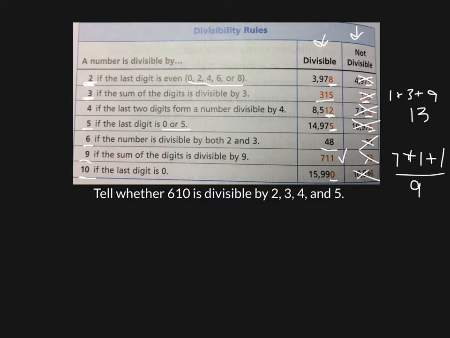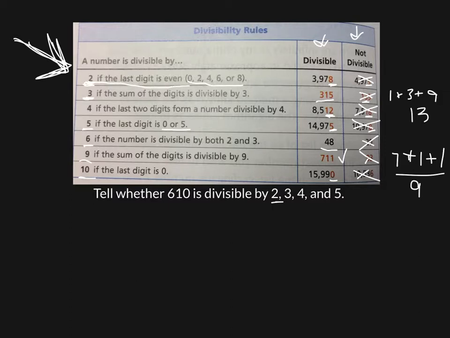Okay, so anyways, let's follow these rules to see if 610 is divisible by 2, 3, 4, and 5. So again, I have this chart for you printed out, so I'll hand that to you. We'll tape it into our notebooks tomorrow. Okay, so let's start off with 2. So let's go up and read number 2.